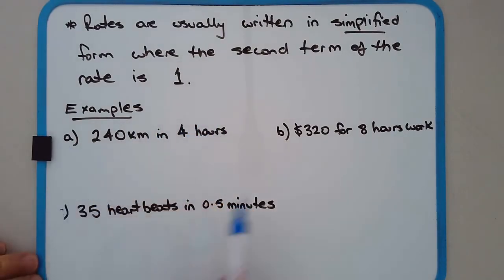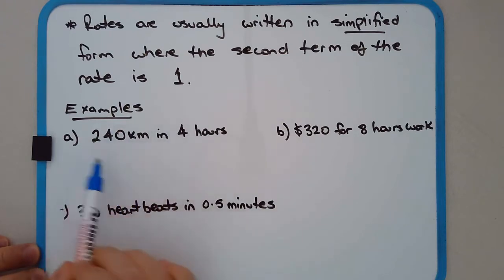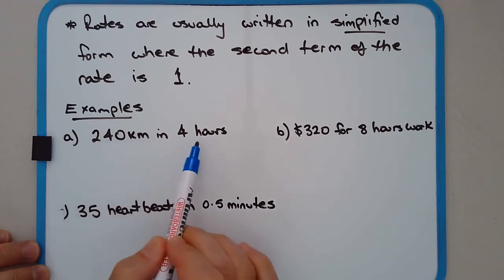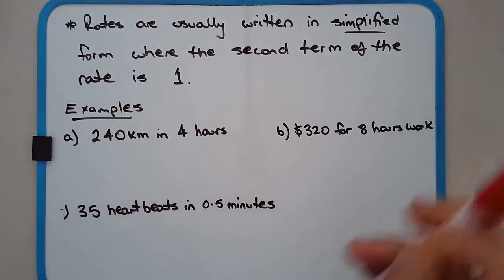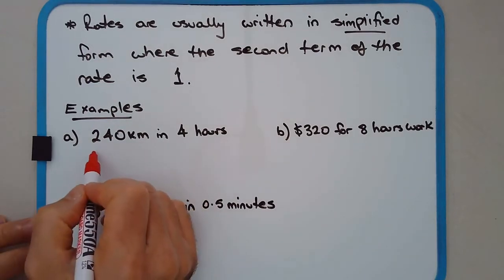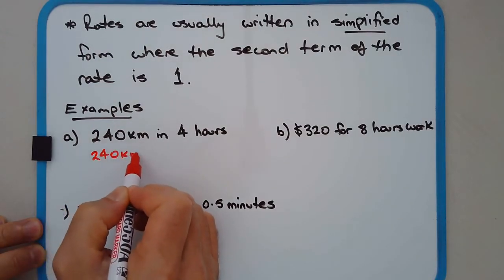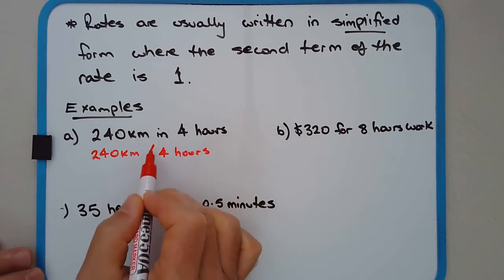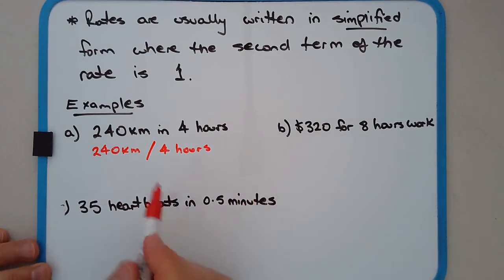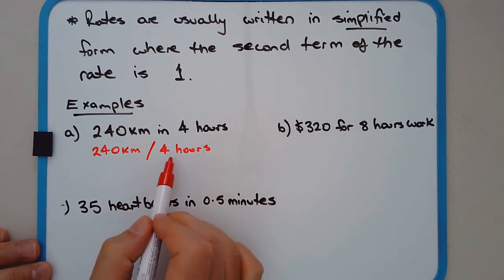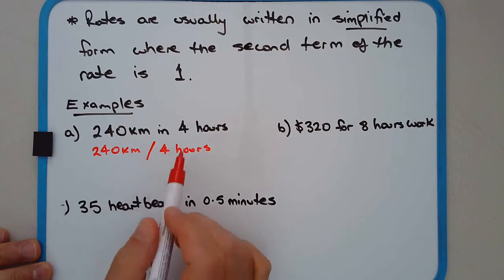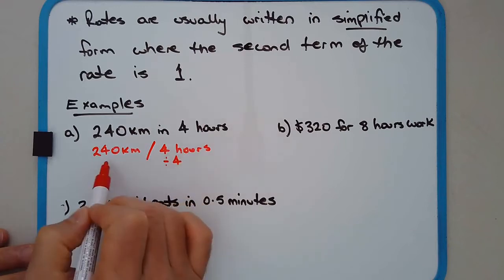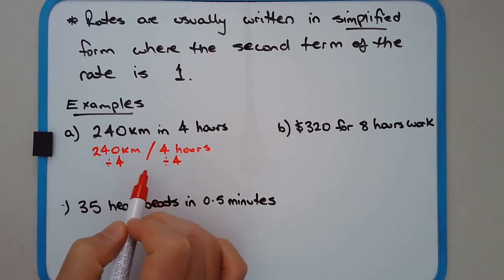Let's have a look at these three examples quickly. The first is a type of speed: 240 kilometers covered in 4 hours. Writing that as a rate, we're going to write it unsimplified first: 240 kilometers per 4 hours. Remember the slash means per. We want it per hour though, not per 4 hours. I don't want this 4 here; it needs to be a 1. So in order for the 4 to become 1, we're going to divide by 4, but what you do to one term of the rate, you need to do to the other.